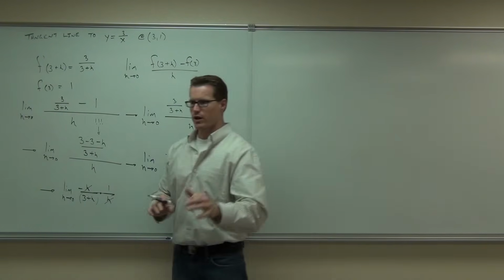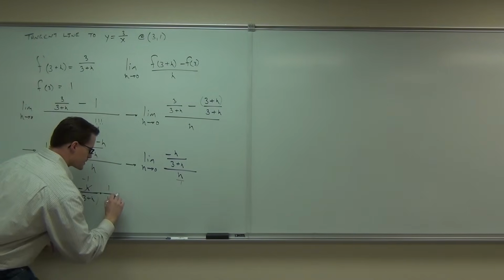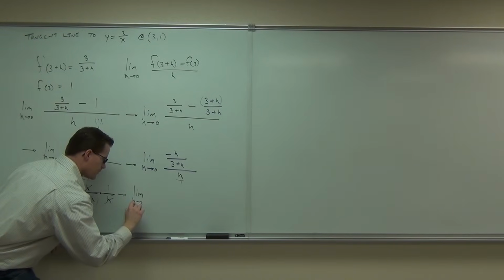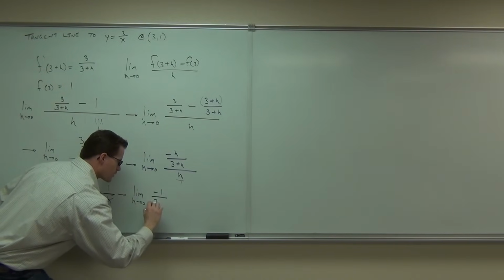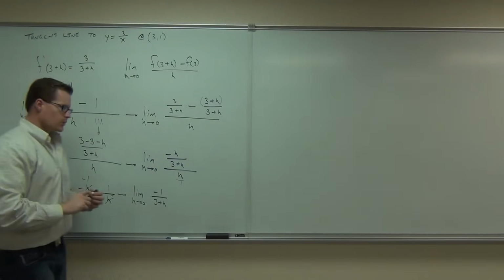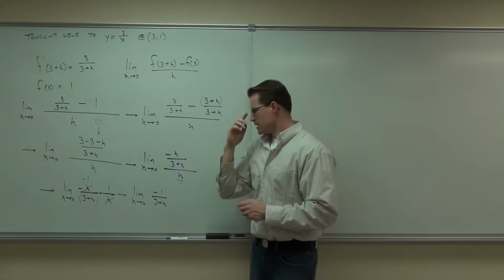What do I get on the numerator? Negative 1. That negative, oh, that's important. Negative 1, so this is the limit. This is the last time we'll write the limit for this problem. Negative 1 over 3 plus h. Would you raise your hand if you can make it down that far? Feel okay with this? Good deal, that's great.